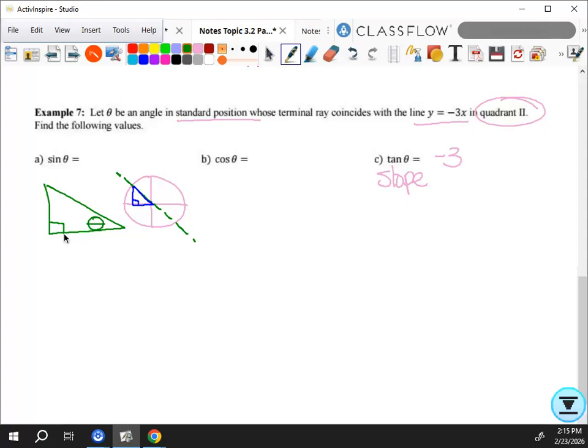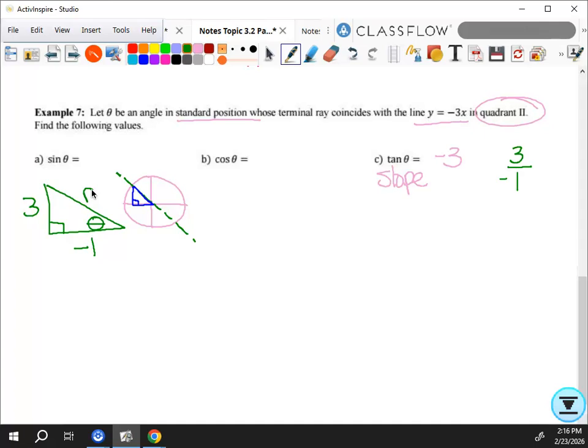Well, I know that tangent is y over x, and that 3 would be 3 over 1. And one of those two values is negative, not both of them. Since I am in the second quadrant, what is negative, the 3 or the 1? The 1. So that one's negative. You see all those decisions you got to make? Tangent is y over x, and because I'm in the second quadrant, that is the one that is negative. That is the radius. That's why your quadrant makes a difference, okay?